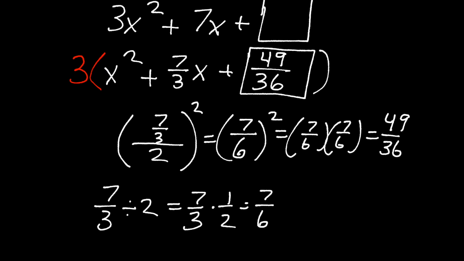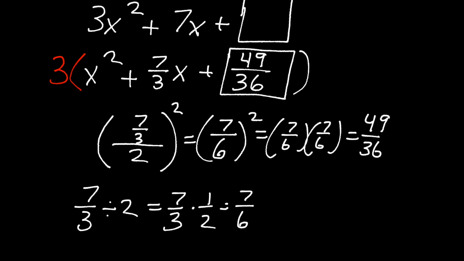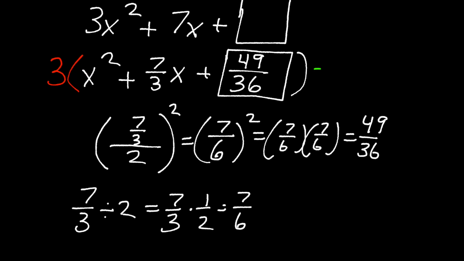And then we can factor it one last time. So this is going to equal 3 times x plus 7/6 squared. Remember, we get this by taking one of those. And we're done. We have successfully factored this all the way. Hopefully you found this useful and easy to understand. Good luck with completing the square.